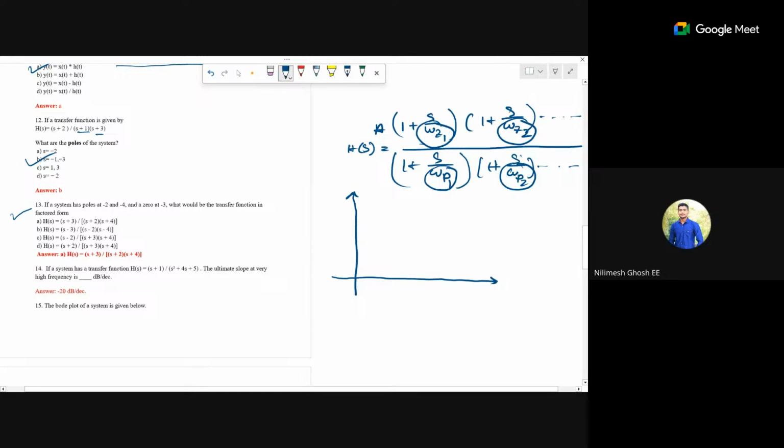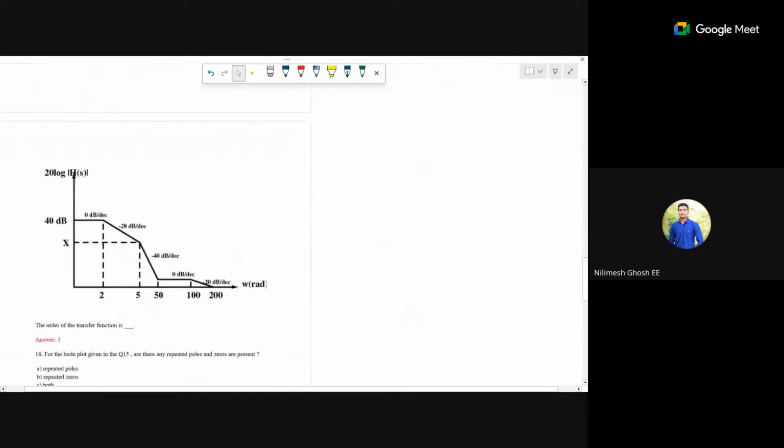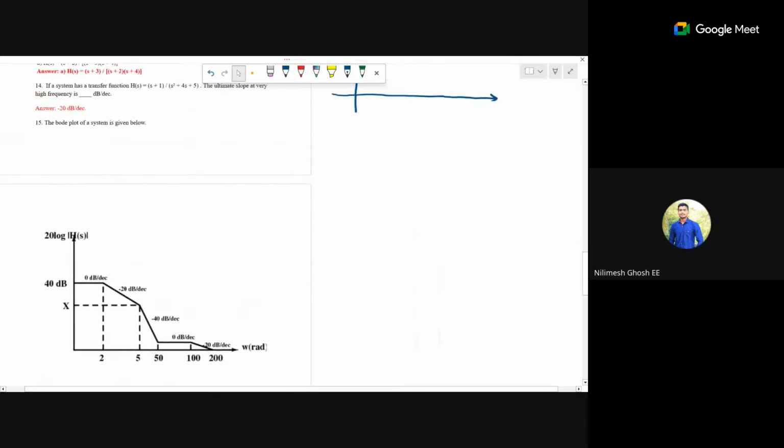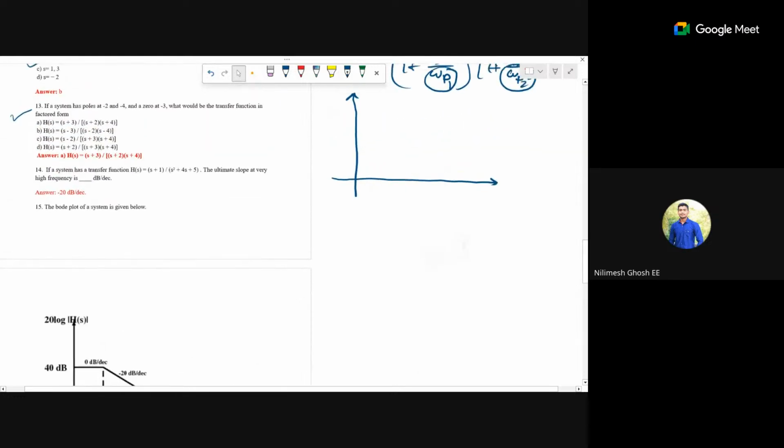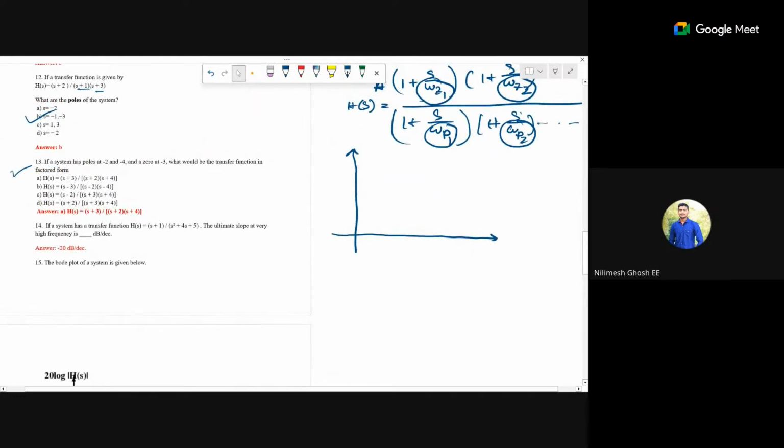But in this session we have more problems on the Bode magnitude plot, so I will discuss that, and I'll also tell you what the Bode phase plot is. Now let's say I am taking a simple system, H(s) equal to 1 by (s plus 2). The simplest system can be formed like this: 1 by s or s, right?